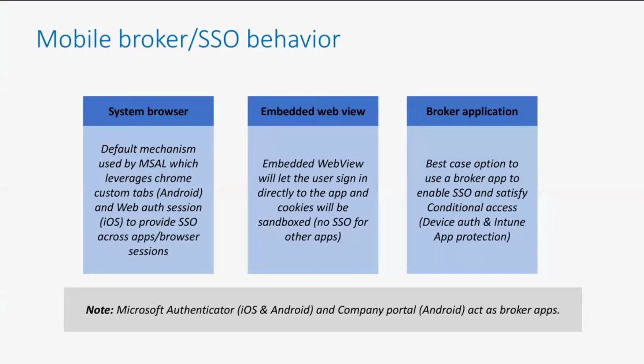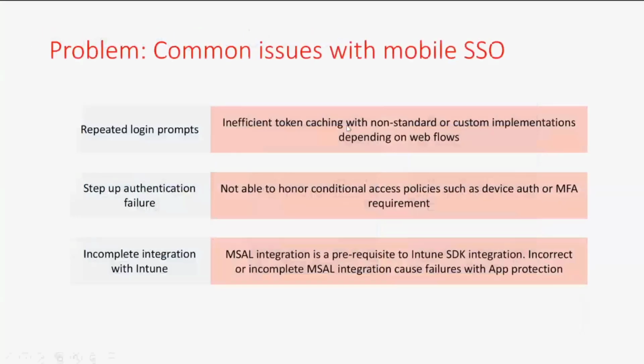Now, the second one is an embedded web view, meaning inside your app, you're going to render the web content inside. Rather, you're not going to depend on the default browser that you have on the mobile device. And the last option is leveraging a broker application. Using a broker is the best case scenario that we have in this use case. But again, as I said, not delving too deep into it, let's jump into the problems that we see with mobile scenarios.